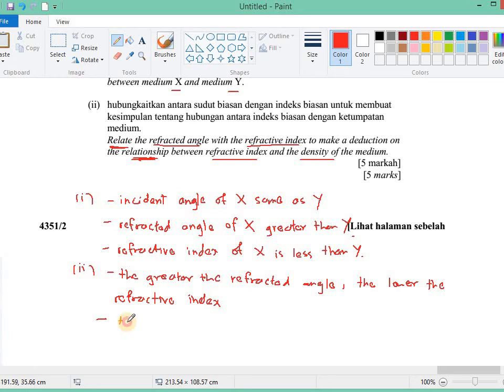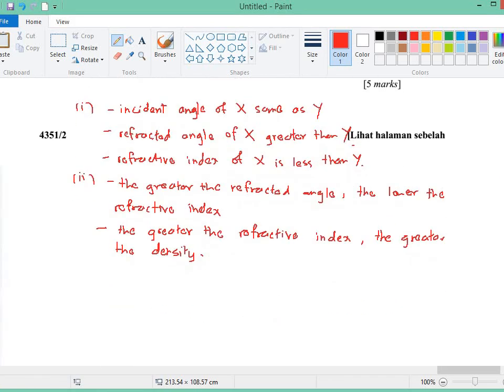Okay, so the greater the refractive index, the greater the density. Okay, just like that.